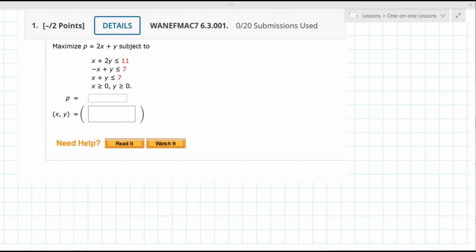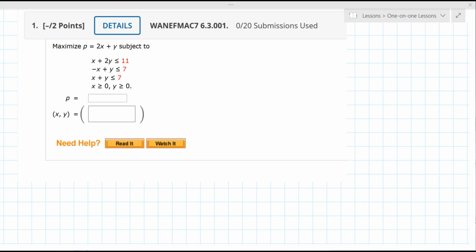So it's x plus 2y greater than or equal to 11. And then we got minus x plus y greater than or equal to 7. And then we got x less than or equal to 0, y less than or equal to 0. We have this nice region that's bounded by all these points, which I can snip in now.